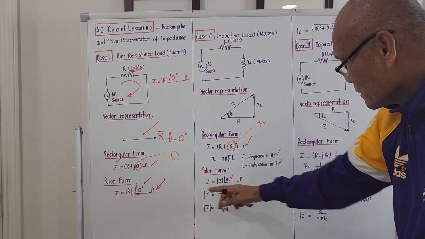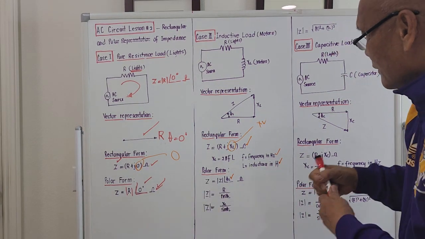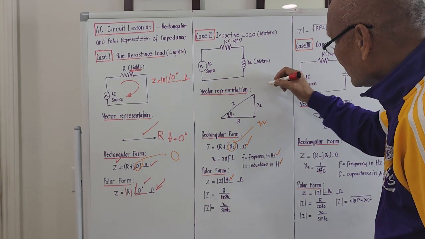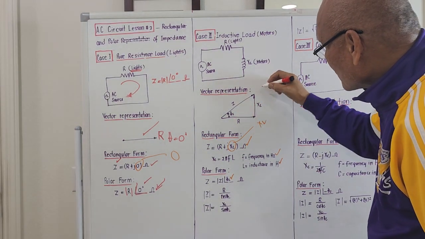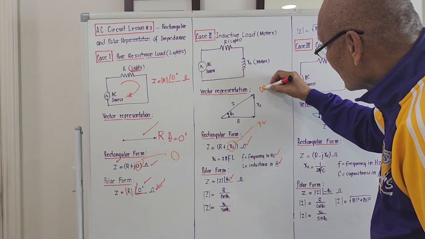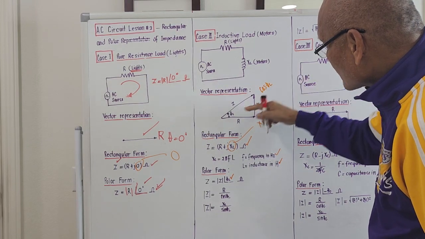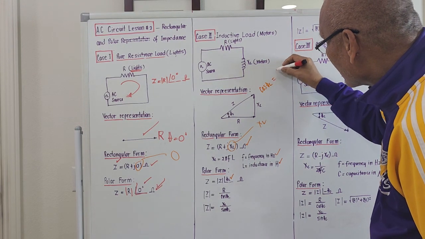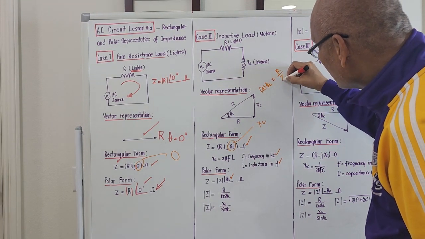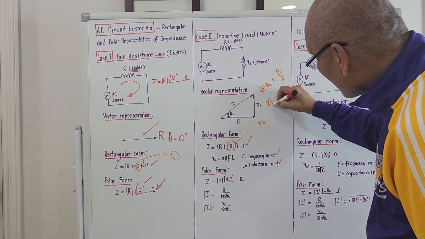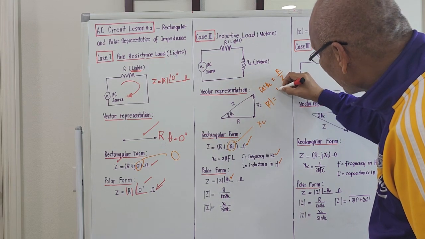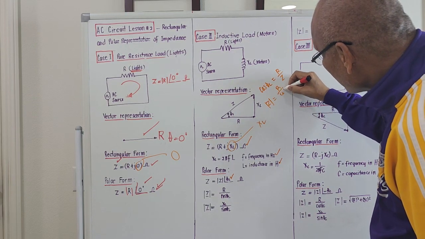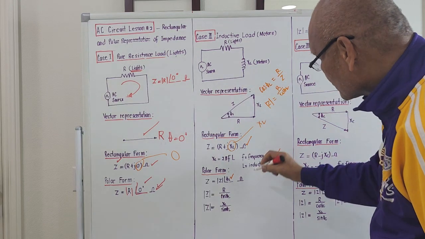Why is the absolute value of Z equal to R over cosine of theta L? Okay, that's trigonometry. If we take the cosine of theta L, it will be adjacent over hypotenuse. So it will be R over Z. So if we compute for the absolute value of Z, it will be R over cosine of theta L. It is this.